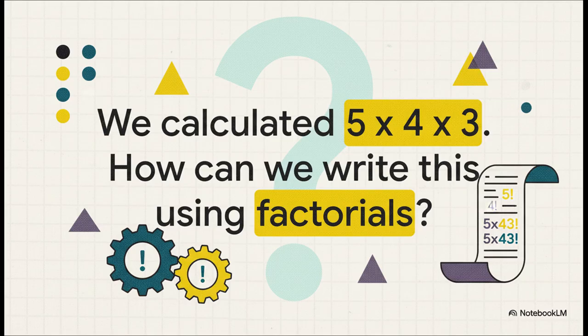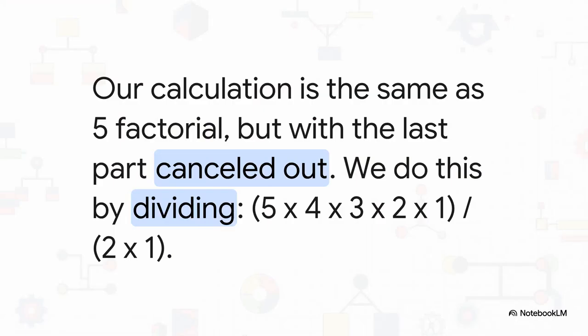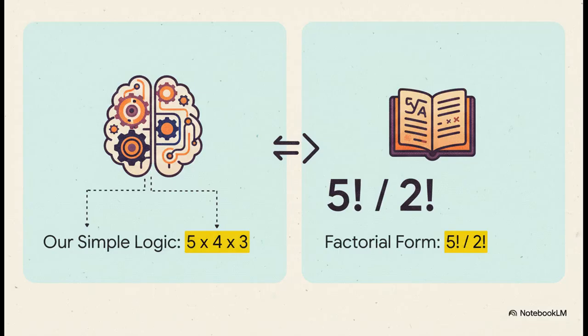So how can we write that connection down using that factorial shorthand we just learned? Okay, think about it like this. We have the full 5 factorial, but we only want the first part of it. We need to get rid of that extra 2 times 1 at the end. And how do you get rid of something you're multiplying in math? You just divide it away. You cancel it out. And there it is. On one side, you have our straight-up common sense logic. On the other side, the fancy factorial version. They are exactly the same thing, just 2 different languages for saying the same thing.